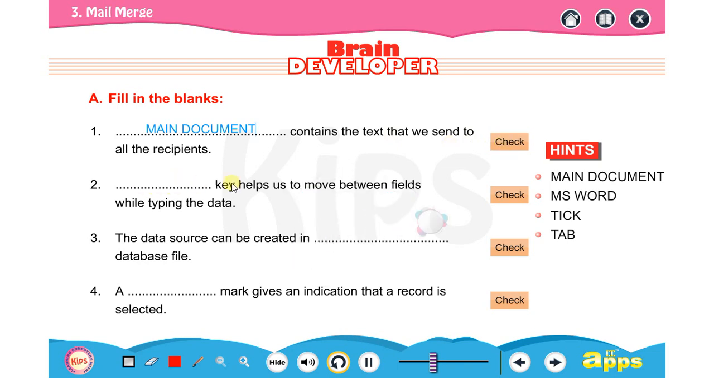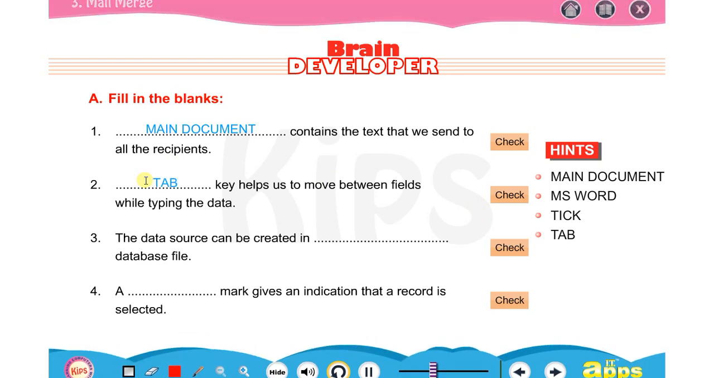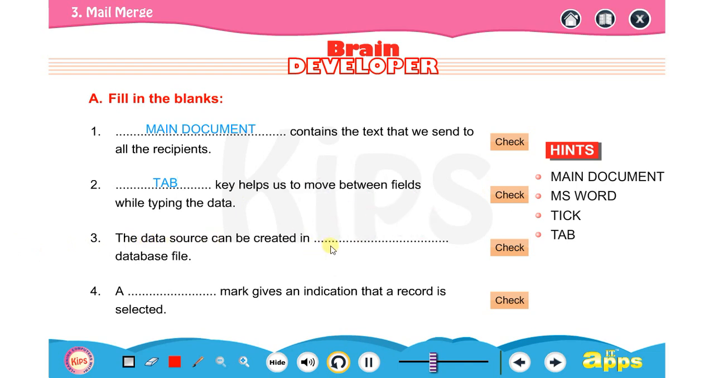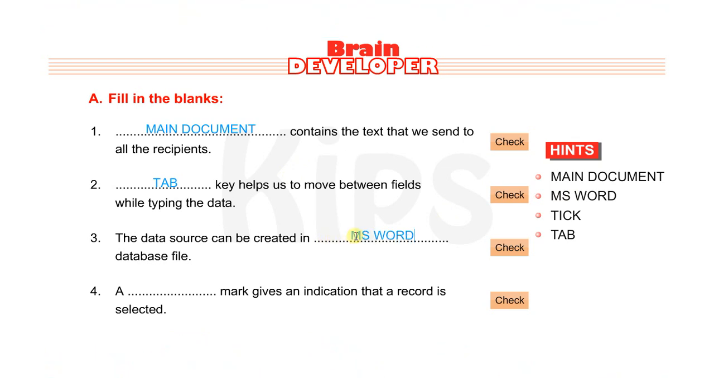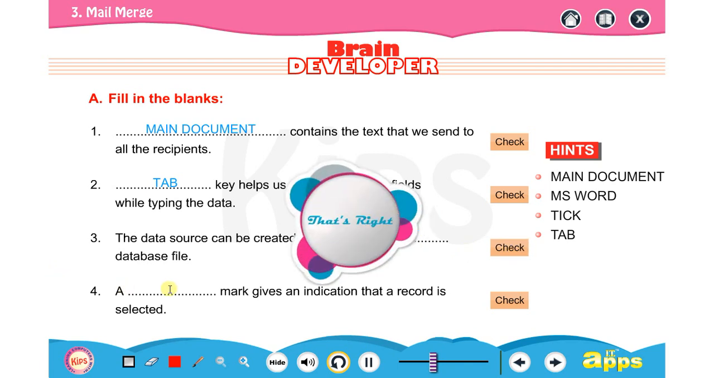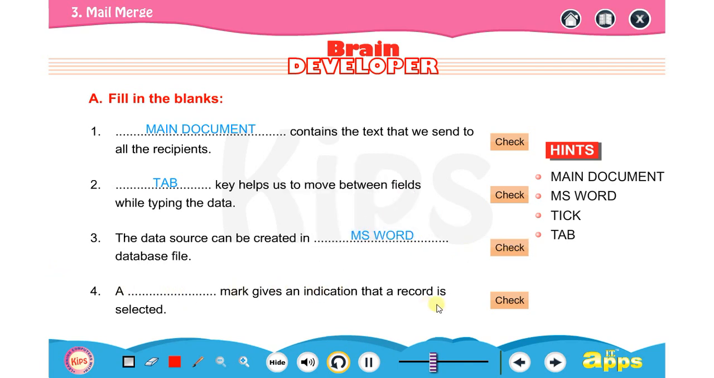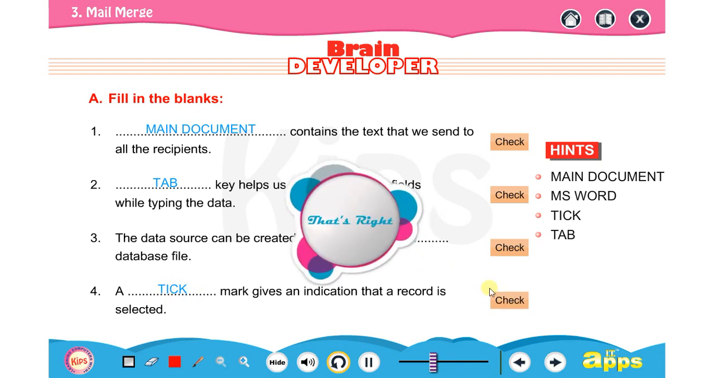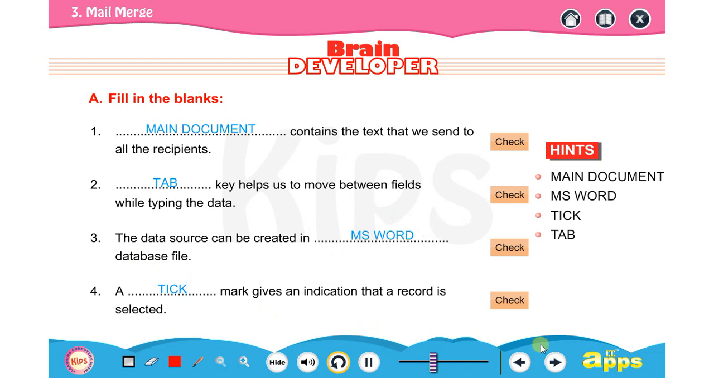Second, dash key helps us to move between fields while typing the data. So it is tab key. We write tab and check the answer. That's right. Third, the data source can be created in MS Word. Here is given MS Word. So we can fill MS Word. Check the answer. Correct. Fourth, a dash mark gives the indication that a record is selected. So it is tick mark. So here we can fill tick mark. Check the answer. It's correct. Now we proceed for the next exercise.